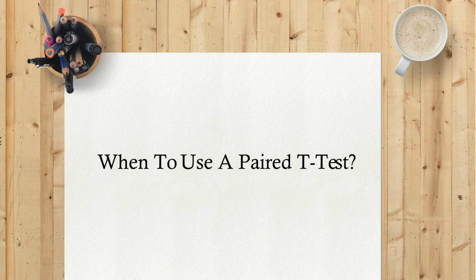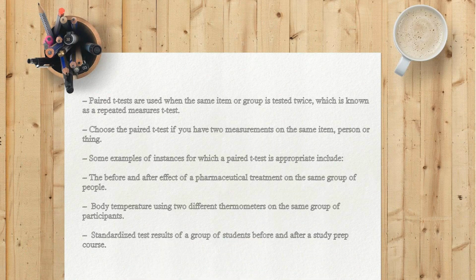When to use a paired t-test? Paired t-tests are used when the same item or group is tested twice, which is known as a repeated measures t-test. Choose the paired t-test if you have two measurements on the same item, person or thing. Some examples of instances for which a paired t-test is appropriate include the before and after effect of a pharmaceutical treatment on the same group of people, body temperature using two different thermometers on the same group of participants, and standardized test results of a group of students before and after a study prep course.